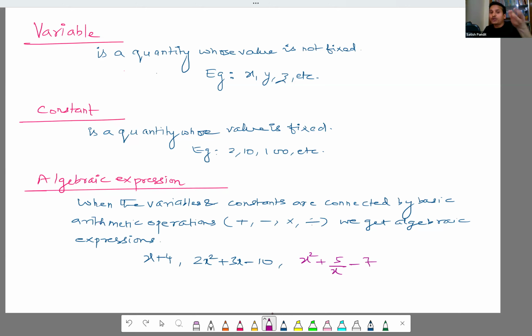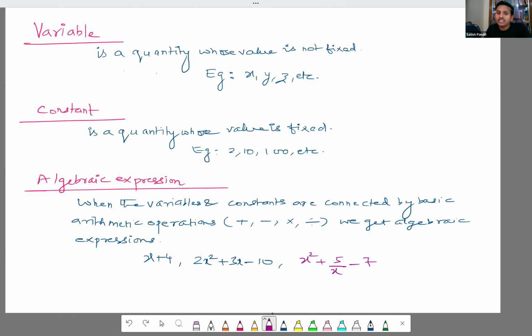Why is it an expression? Because we have variables and constants combined by basic arithmetic operations. We have divide here, but this is not a polynomial. Although it is an expression, it is not a polynomial. All the expressions are not polynomials. We'll understand that very soon.